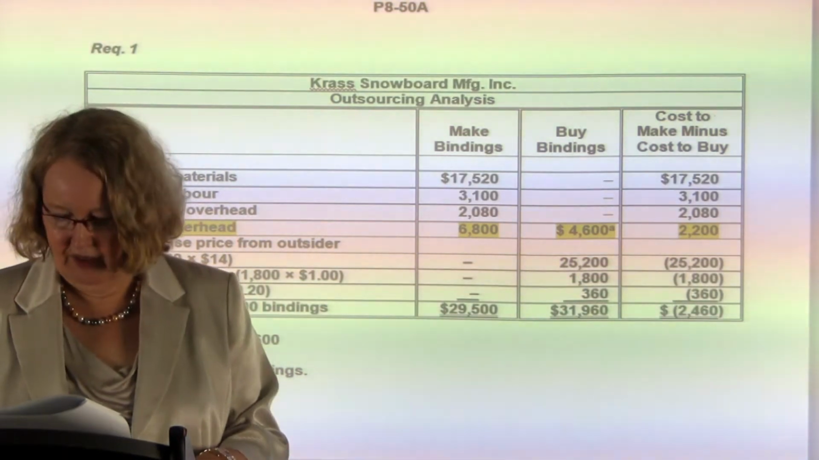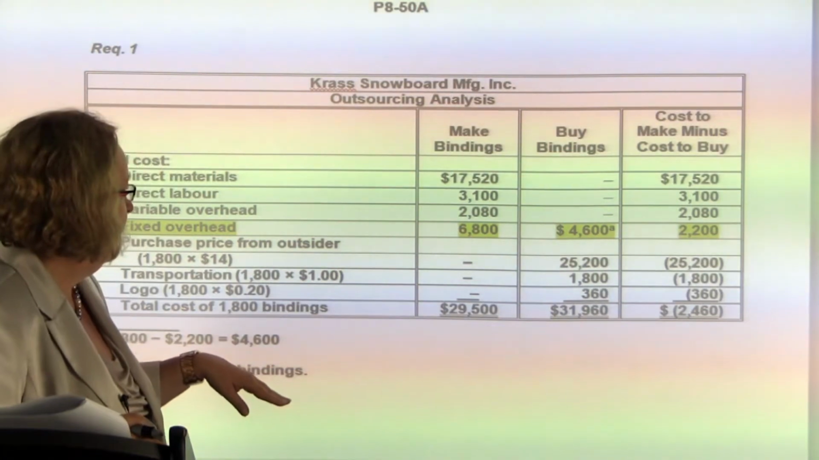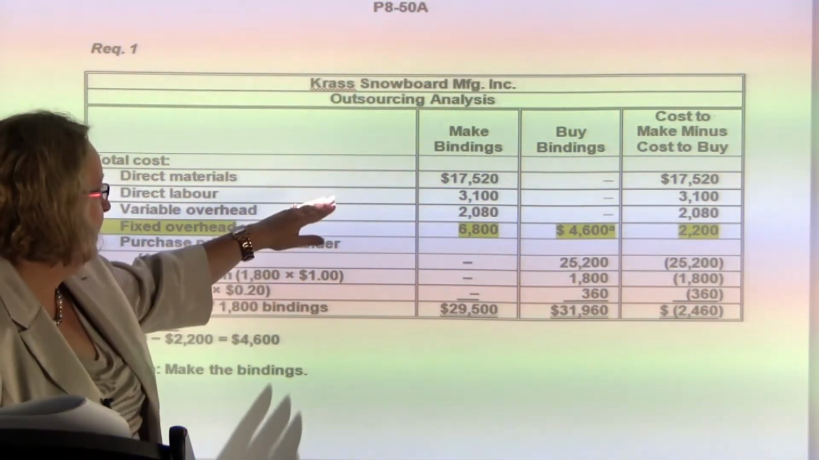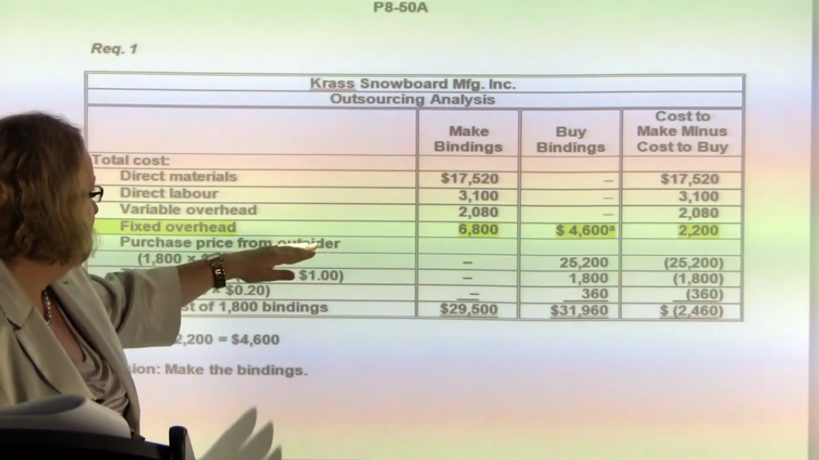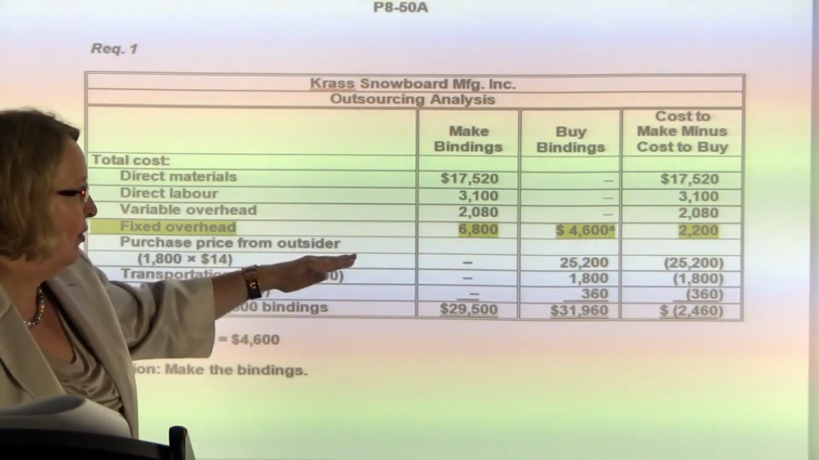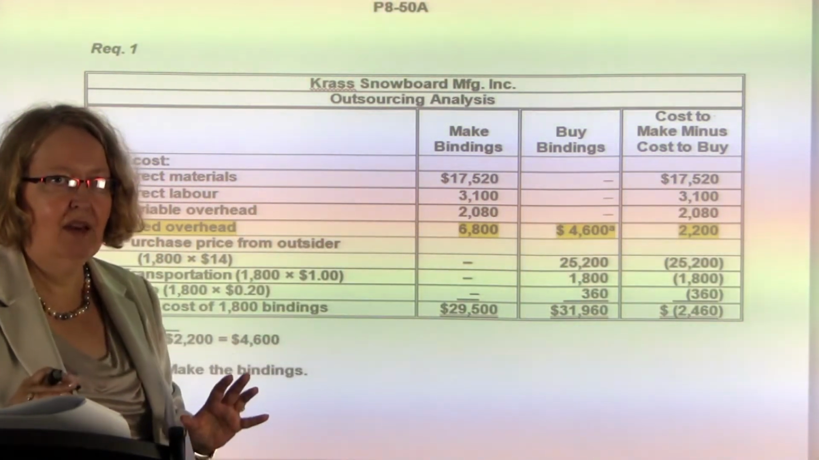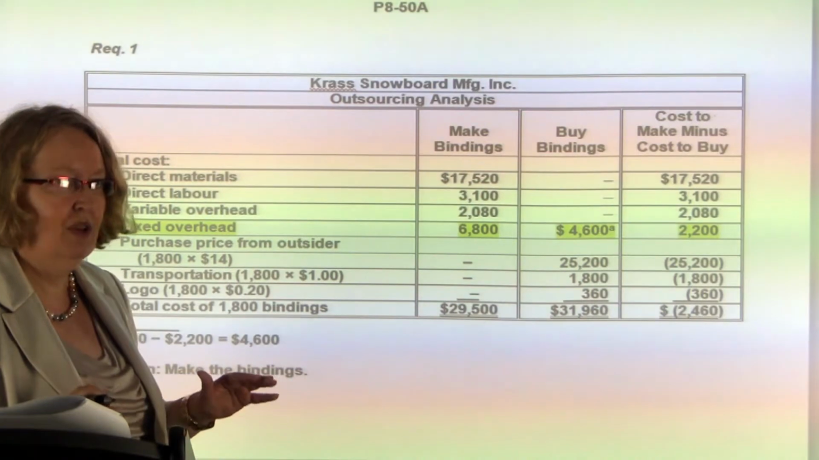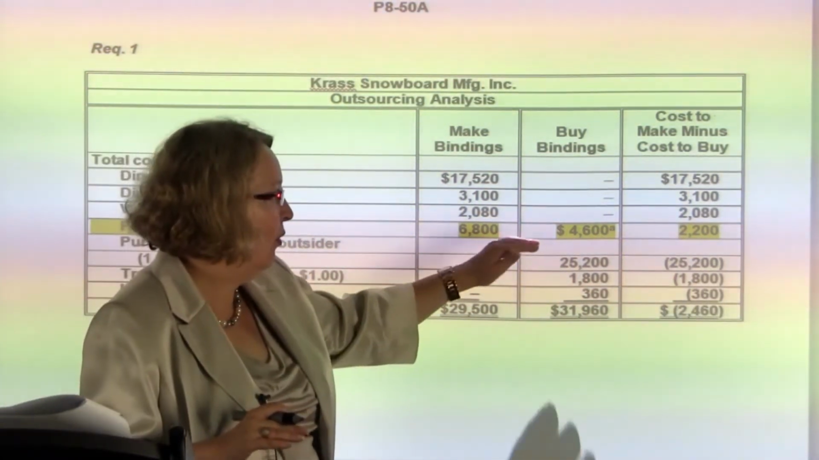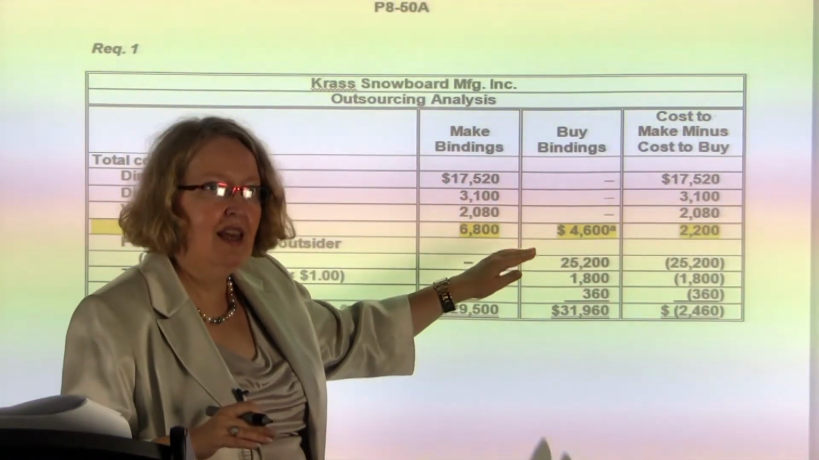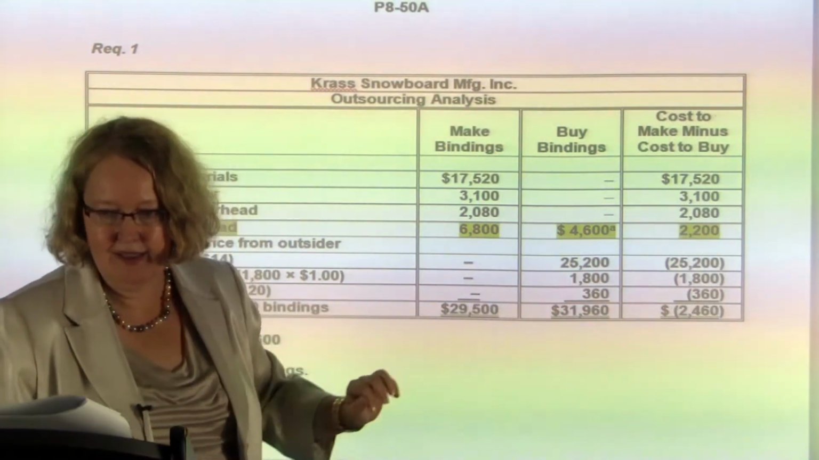So you're given information in the problem telling you how much they're spending on direct materials, direct labor, and your variable overhead. And here we're including our fixed overhead because it's changing. If the fixed overhead wasn't going to be changing, you wouldn't include it in your analysis, but because your fixed overhead is going to be lower by buying the bindings, then it becomes relevant. So you do use it in this case in your analysis.